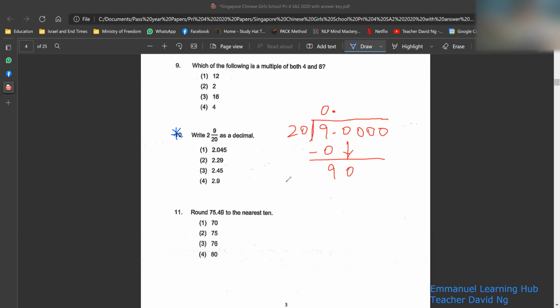This is 90. So 90 divided by 20 is? What is 90 divided by 20? What is 9 divided by 2? 4. 4 times 2 is 8. So this is 80. So remainder 10. Bring down another 0. So now it's 100. 100 divided by 20, what do you have? 100 divided by 20 is not 50. 100 divided by 20 is?